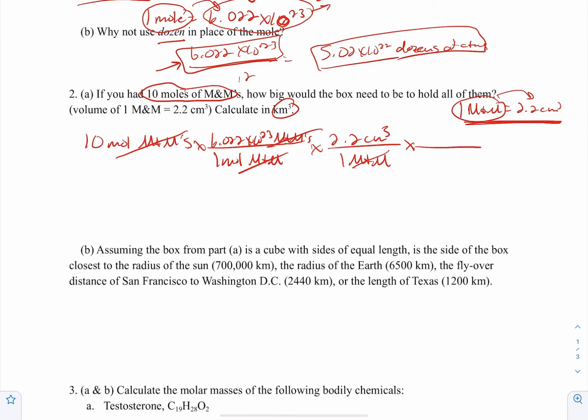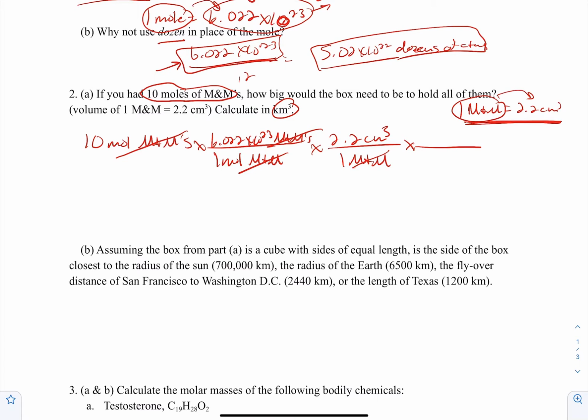And so what we're going to do is convert from centimeters cubed to kilometers cubed. Now, there's not really one way to do this. You can look this up on the internet, but it's not going to be helpful because you're not going to be able to do that on your exam. So let me show you a pretty straightforward way to do this.